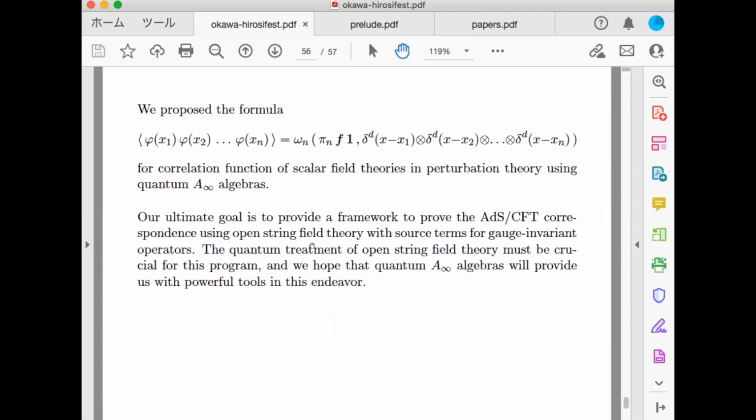So let me summarize. We propose a formula for correlation functions with scalar fields in perturbation theory using this commutative algebra. As I explained in the introduction, our ultimate goal is to provide a framework to prove the AdS/CFT correspondence using open string field theory, with a gauge invariant operator as the source. The quantum treatment of open superstring field theory is crucial for this program, and I hope this quantum algebra will provide a useful tool in this area.